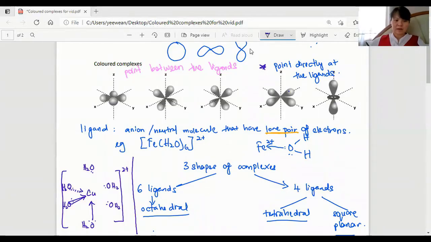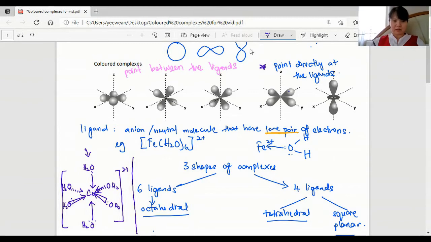Let's recall what an octahedral shaped complex ion looks like. In this picture, I have the lone pairs from the water, which are actually from the oxygen, pointing at the copper, and 2 are coming out from my page, 2 are going into my page, and 1 up and 1 down. So this is an octahedral shape.